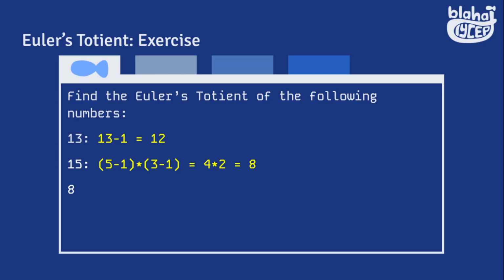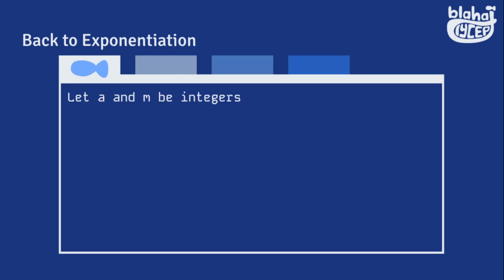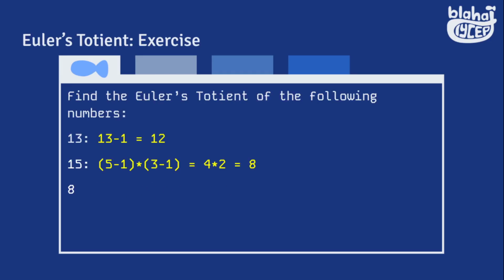So, last question. What's the Euler's solution of 8? Anyone who has an answer? 4? Yeah, that's correct. So here we have 8 is a prime power, so it's 2 to the power of 3. And we can get 2 minus 1, and after that 2 to the power of 3 minus 1, and that is just 4. So again, this is a really important concept, so I do encourage everyone to ask questions if you have any.